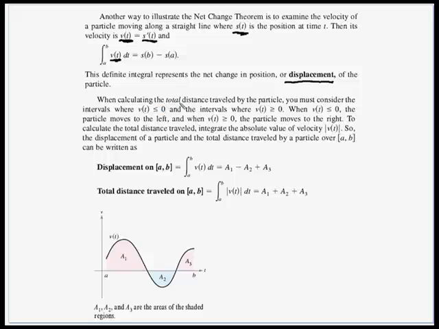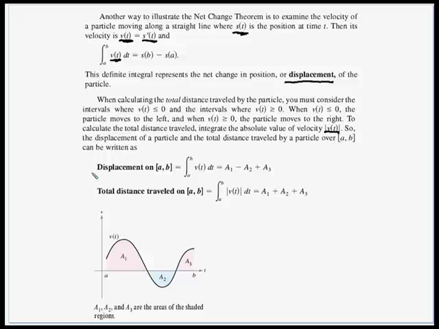When calculating the total distance traveled by the particle, you must consider intervals where v of t is negative and intervals where v of t is positive. When v of t is negative, the particle is moving to the left. When v of t is positive, the particle is moving to the right. So to calculate the total distance traveled, we integrate the absolute value of velocity, the absolute value of v of t.